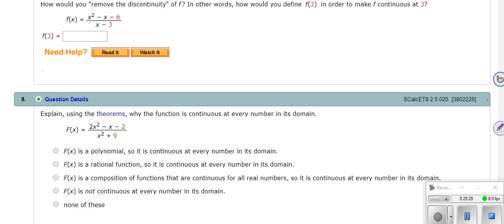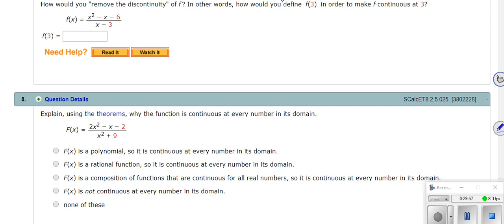Okay, this one, how would you remove the discontinuity of f? In other words, how would you define f of 3 in order to make f continuous at 3? Well, here's the deal. We have to simplify the rational function that they have there. Well, what do you mean simplify? I mean, just like I would ask you to simplify fractions, we need to factor and cancel what we can.